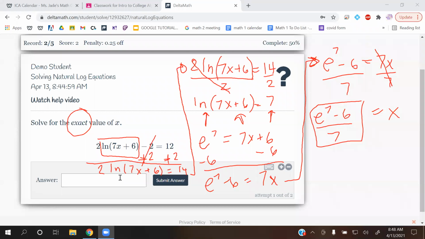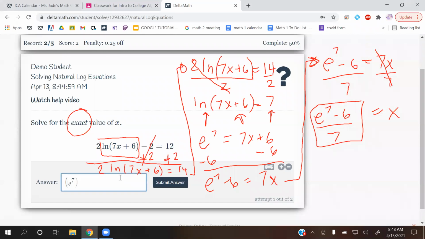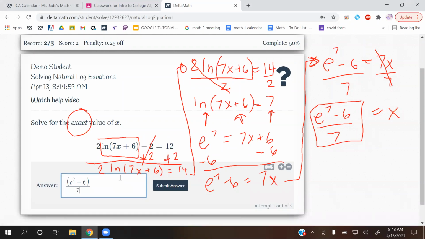Cool, so let me go ahead and type this in. E to the power of 7. Oops, that's not what I wanted. I don't know how I managed that. There we go. E to the power of 7 minus 6 over 7. There we go. And let's submit.